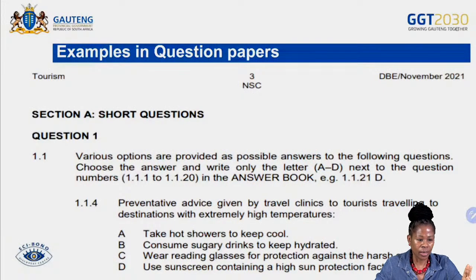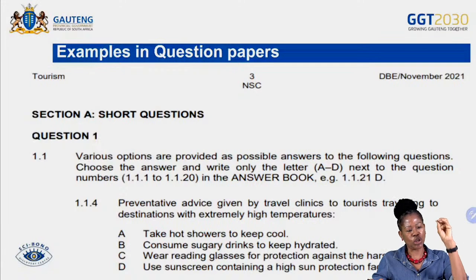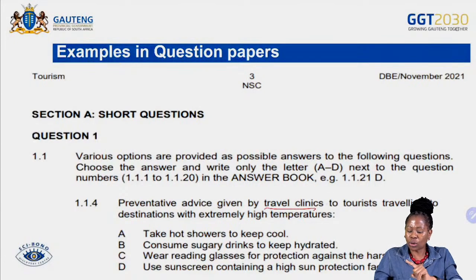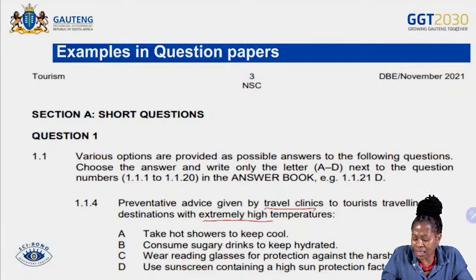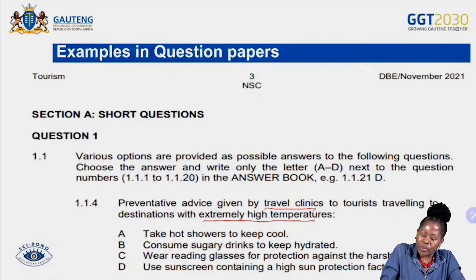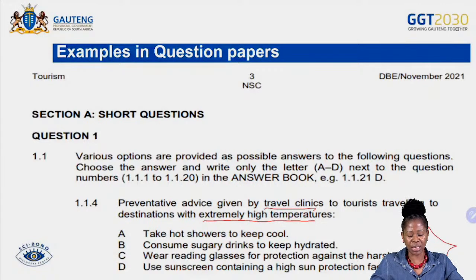I said safety and health are in question too. Most of the questions on health and safety will appear in the short questions in Section A. You will have an example of preventative advice given by travel clinics to tourists traveling to a destination with extremely high temperatures. I was talking about that type of disease that you can get when you travel to extremely high temperature areas. So these are pieces of advice that you can give, but only one must be correct.